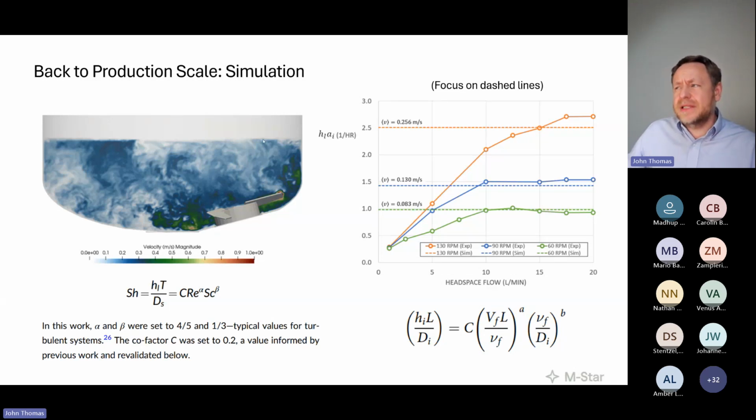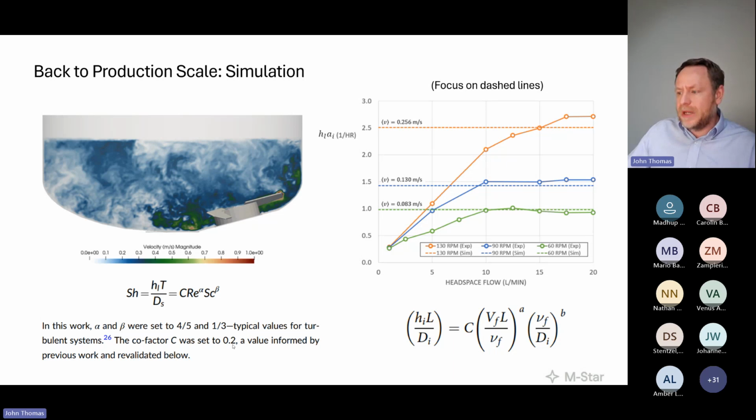If we think of this as something of a flat plate, which is an okay assumption for these vessels here, the exponents of 4/5 and 1/3, very common for turbulent flat plate systems, we'll invoke those. The cofactor, we've got to figure that out. I'm going to speak to this a couple times. But foundationally, it should be order of magnitude 1, somewhere around there. We don't know what it is yet, but we're going to assume 0.2, and I'll speak to that point momentarily.